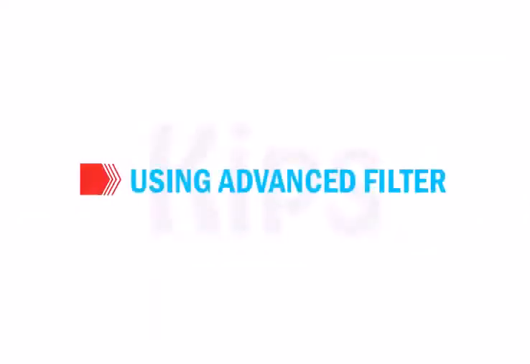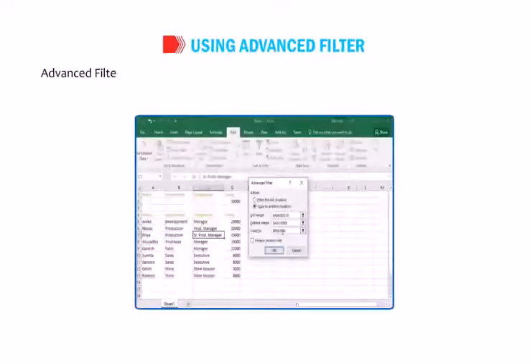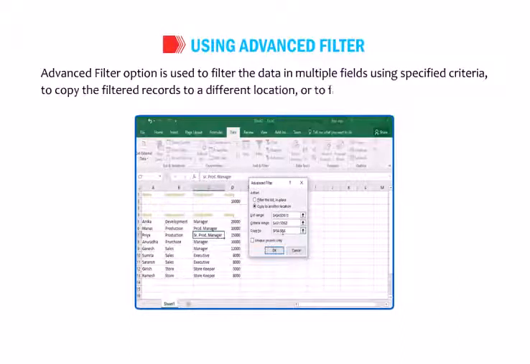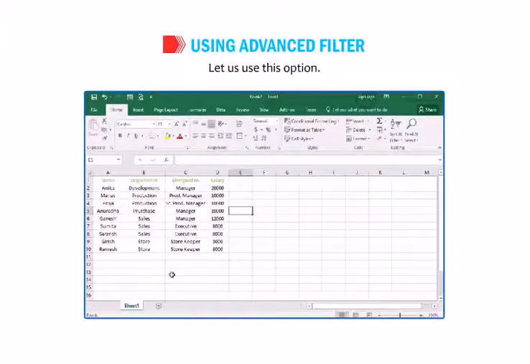Okay students, let us find out how to use Advanced Filter. The Advanced Filter option is used to filter the data in multiple fields using specified criteria, to copy the filtered records to a different location, or to find unique records. Let us use this option.